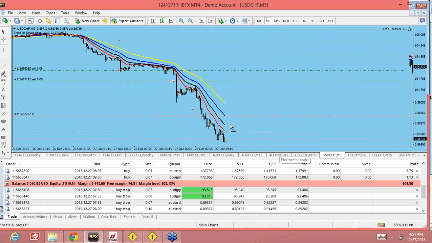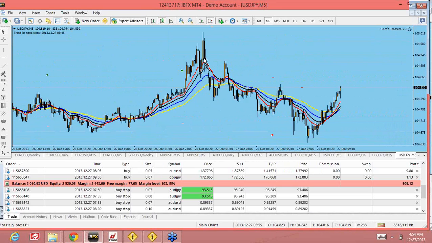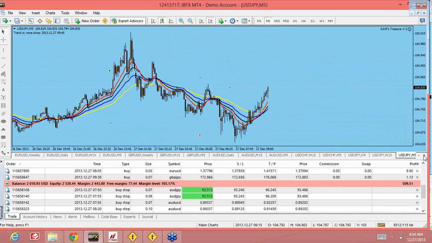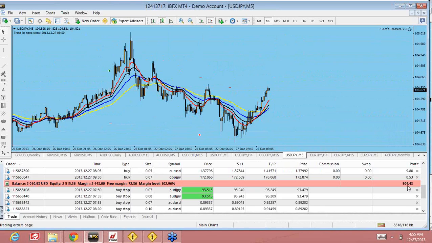USD Yen, see, not even on this one. This pair didn't open any. It opened one, probably got negative, I don't know. Oh, by the way, this is a $2,000 account, and right now it is running 500, 504. You know, it's amazing.